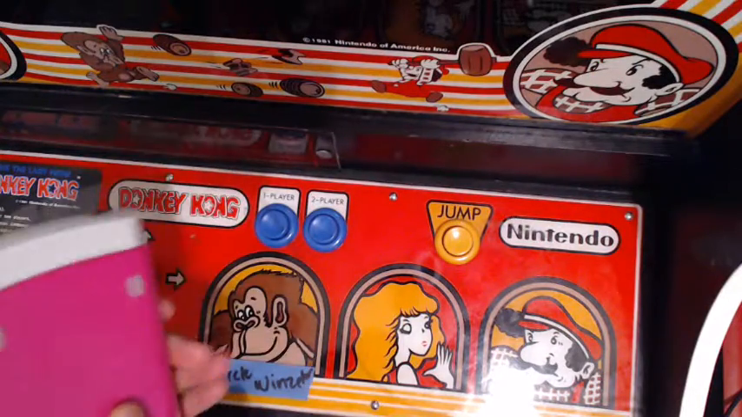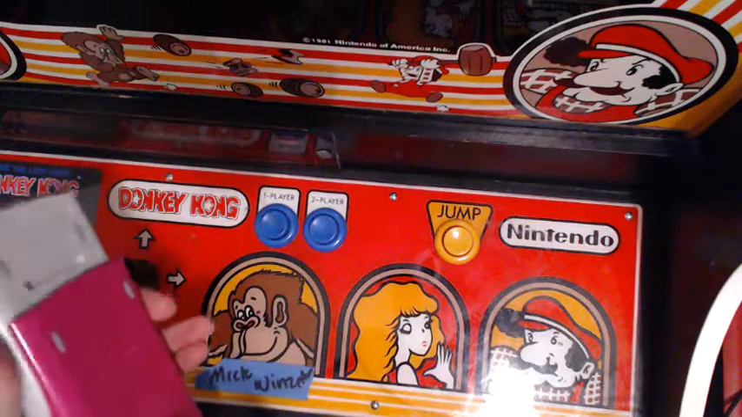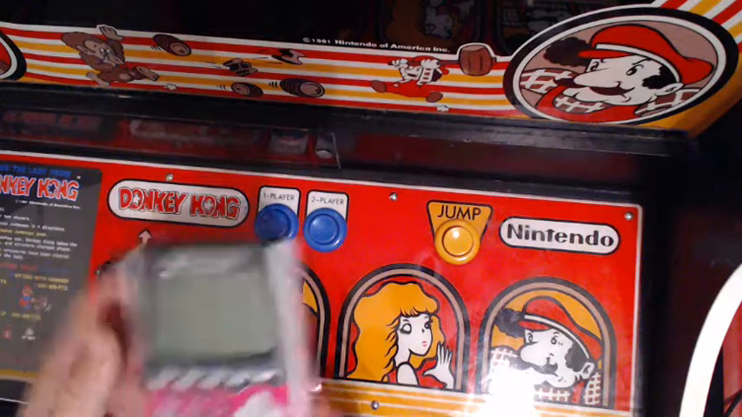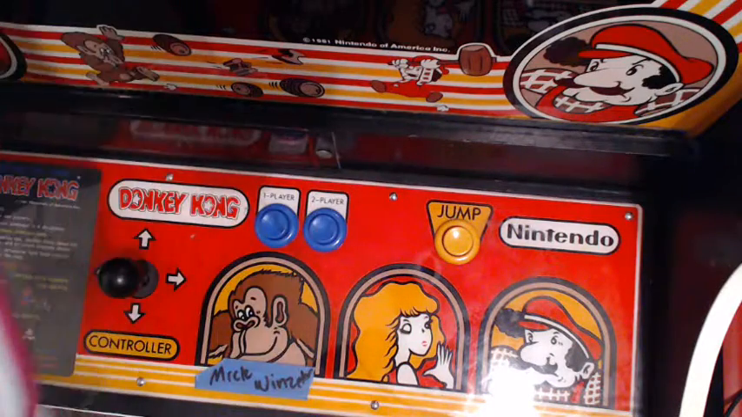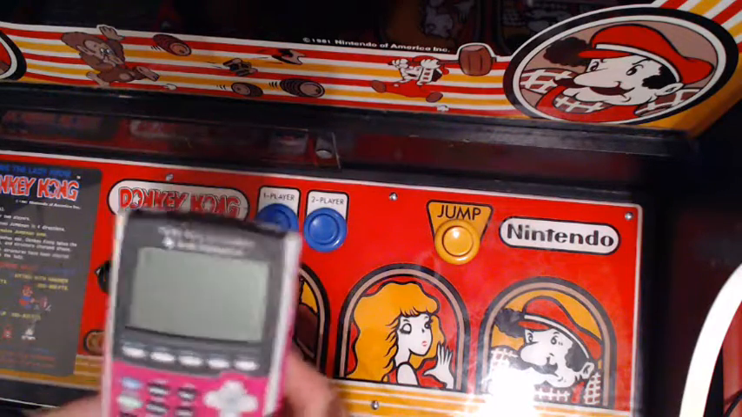Shout out to one of my favorite former students, Lauren McCroskey. I tutored her brother, and her mom actually gave me this calculator to keep. So thank you, Miss McCroskey.